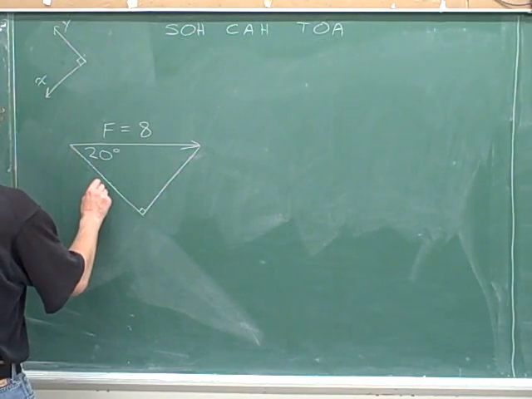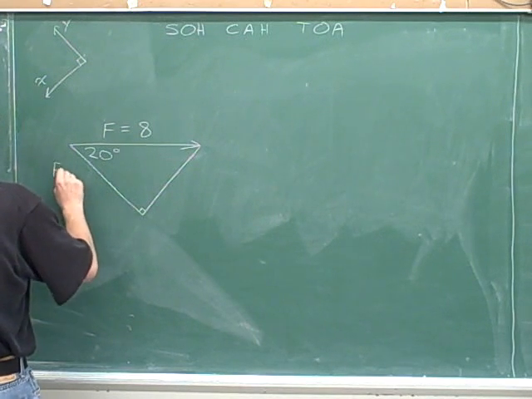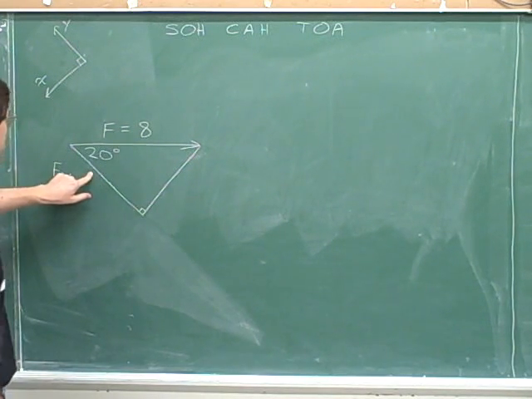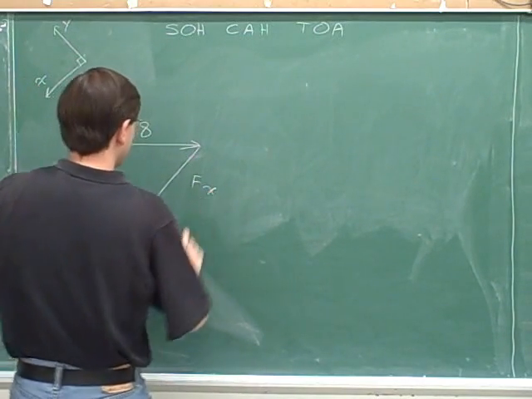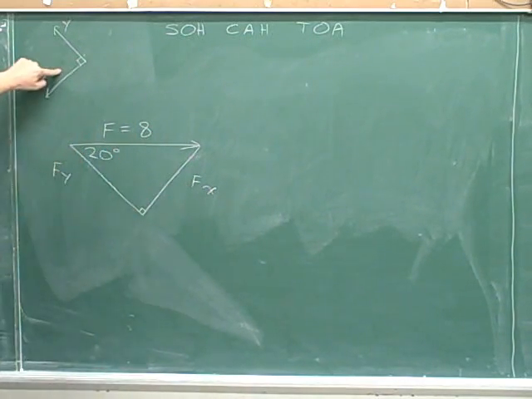Let's go ahead and label that this is f sub y. This is the y component because it's parallel to the y-axis. This side is f sub x. You can see that it's parallel, or maybe anti-parallel, to the x-axis. Before we go on, we need to put in arrows.